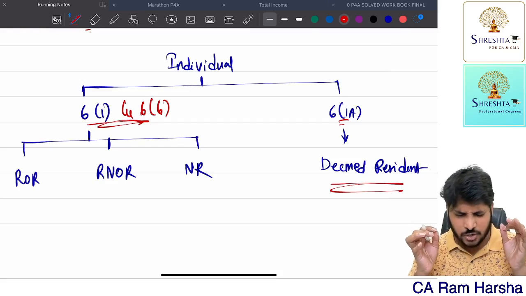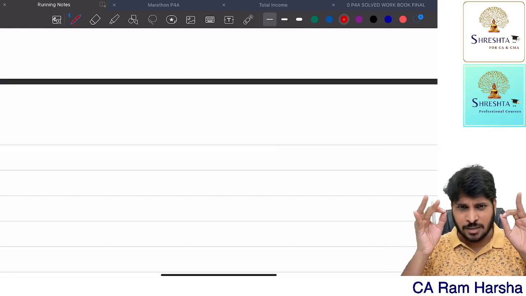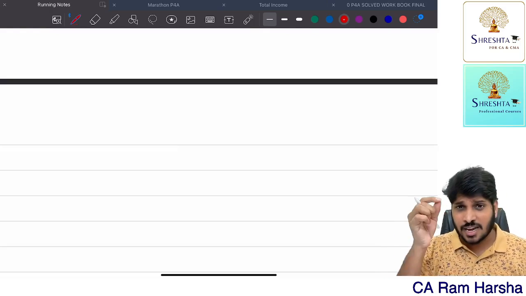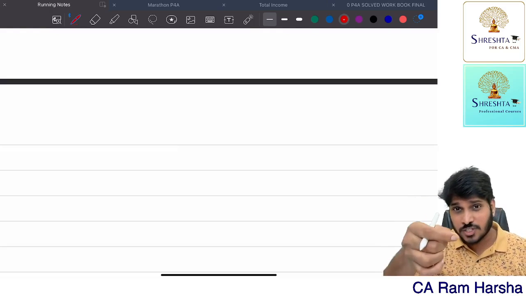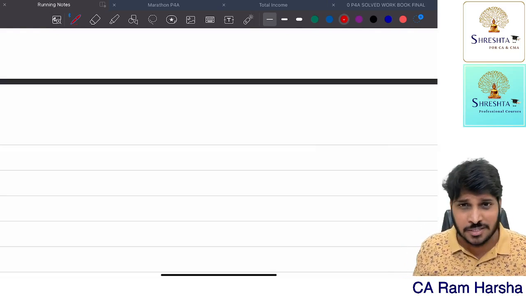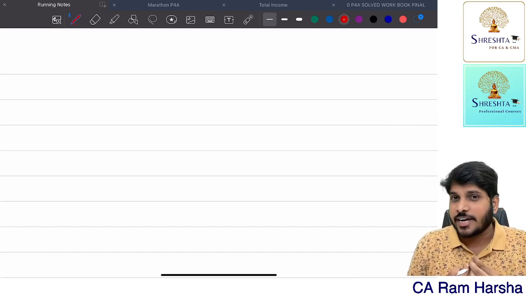Now, in the individual's residential status, many students have confusion. Very simple. I will clear all that confusion in the next 5 minutes itself. Believe me, the kind of clarity you get after listening to the next 5-10 minutes on individual residential status will be amazing. Now, how to determine the residential status of an individual?